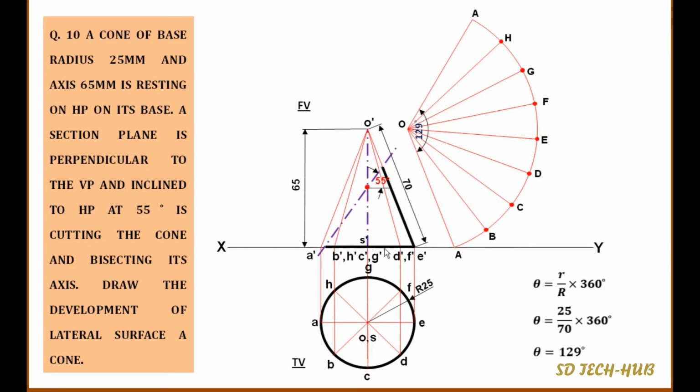Now we have to locate this cut section of the cone in this development. Now we have to observe the position of the section plane in the front view. So we'll start from the base here. That section plane is intersecting the base of the pyramid here. So from the point of intersection of this section plane with the base, we have to draw one vertical projection in the top view.